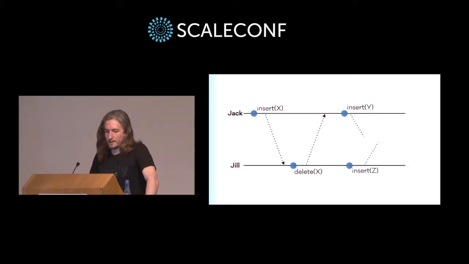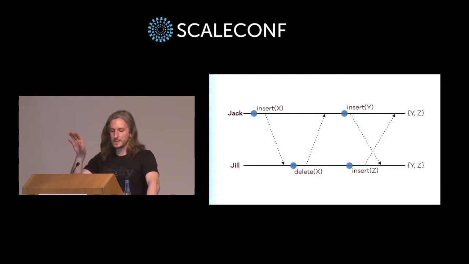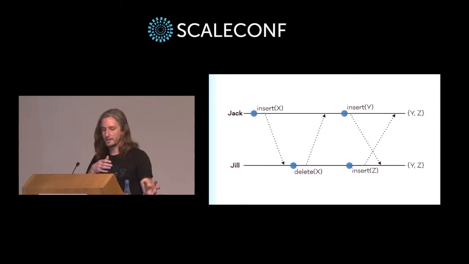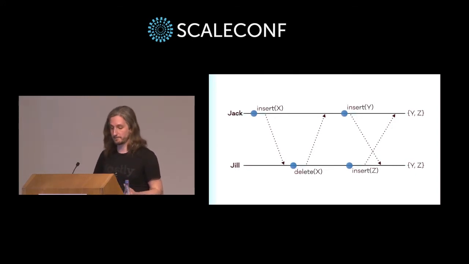So, and then we can see that when you replicate them back and forth, they converge to the same value. And that's fine. The more interesting bit with this is what the possible states of the system are before they are finished converging.